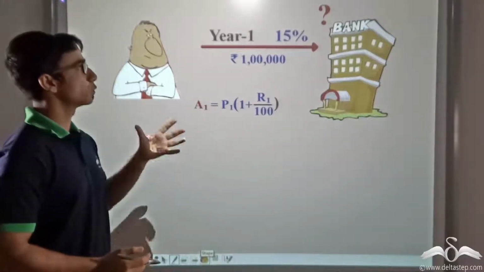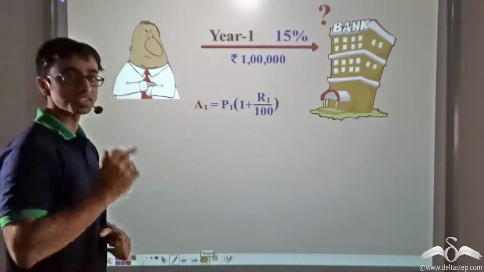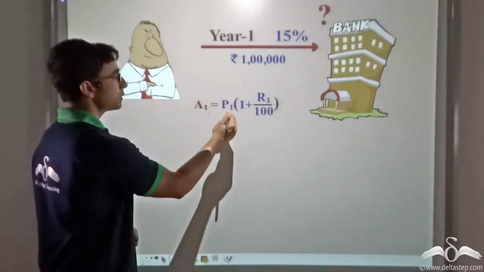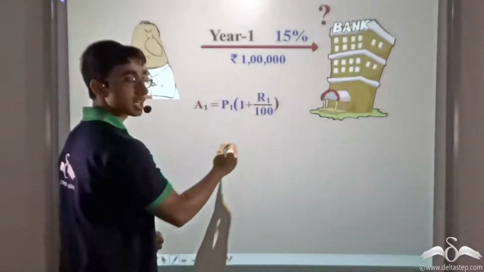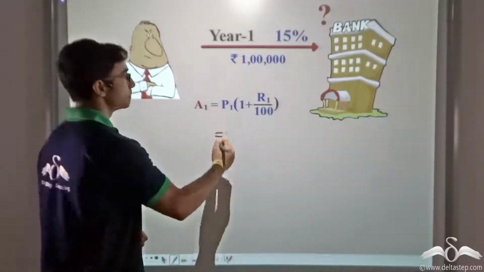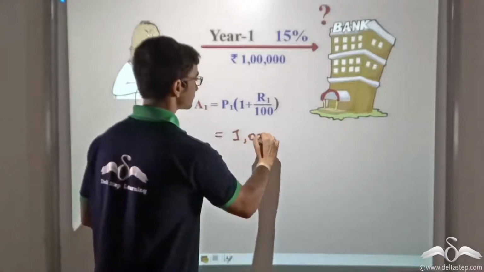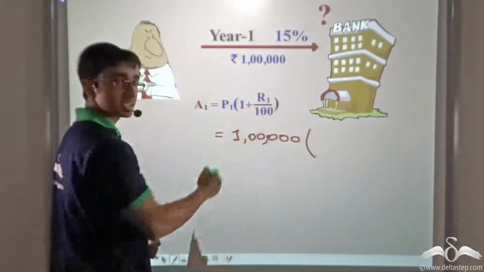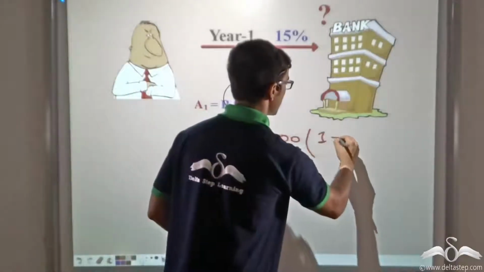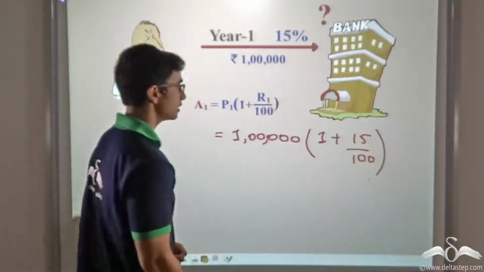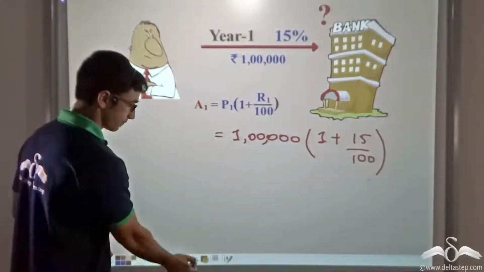So let us calculate what will be the amount for the first year. That will be equal to A1 equals P1 multiplied by 1 plus R1 by 100. Now I know all these values. P1 is equal to 1 lakh, and 1 plus R1 by 100, where R1 is equal to 15. So this is what I get.